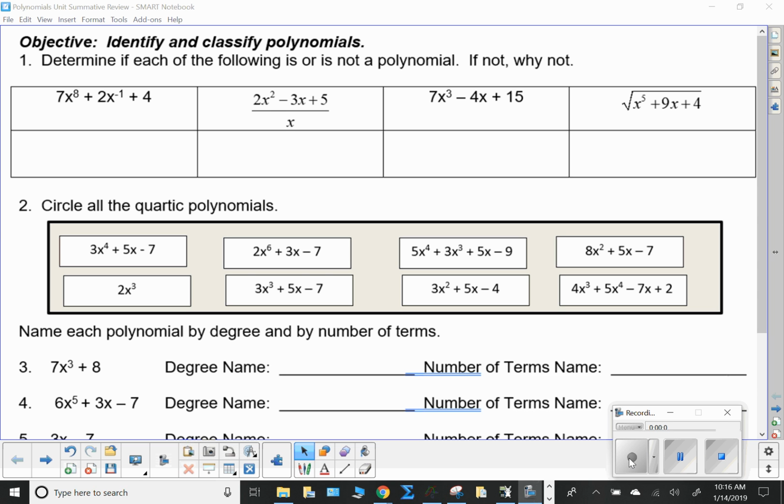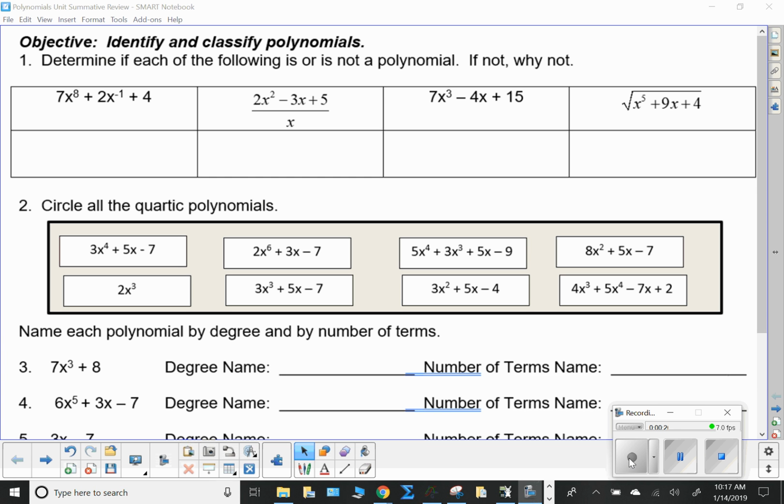Polynomials, or who knows, if they change the unit numbering again. It is the unit on polynomials. This first objective is, can you identify and classify polynomials? This first question asks you to determine if each of the following is or is not a polynomial, and if not, why not? Okay, this first one up here, 7x to the 8th plus 2x to the negative 1 plus 4.